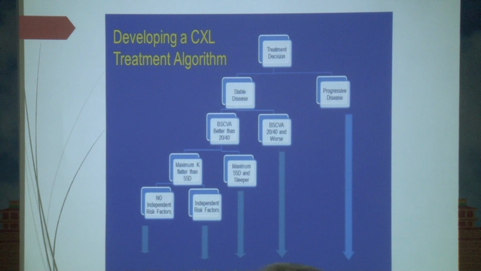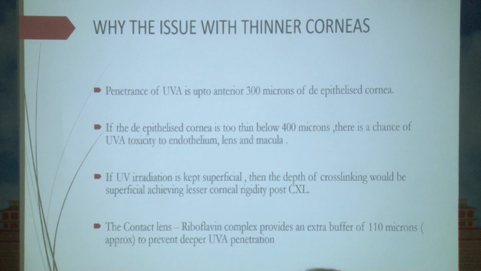So we have a CXL treatment algorithm. I'll just go to the thinner corneas. So what is the issue with thinner corneas? Penetrance of UVA is up to the anterior 300 microns of de-epithelialized cornea. So whenever we land up in a situation where we know that after removing epithelium we don't have sufficient stroma left, that is when we have to think of other alternatives to the standard cross-linking.